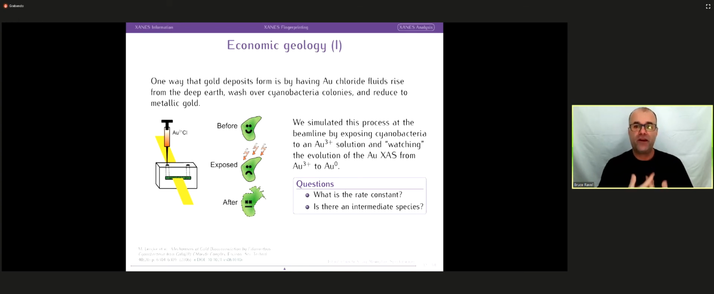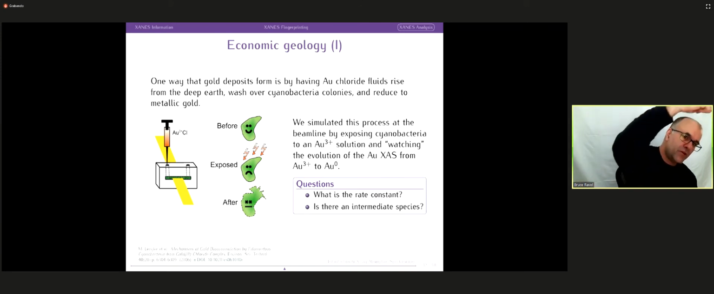So these folks came to me and asked two questions. One is, how fast does this chemical interaction take? That is, once these cyanobacterial cells are lysed, how long does it take the gold chloride to reduce to metallic gold? And is it a one-step process or a two or more step process? That is, does the gold chloride get reduced directly to zero valent metallic gold, or does it go through a few chemical steps to get there?